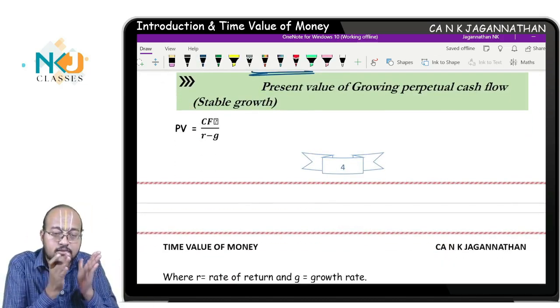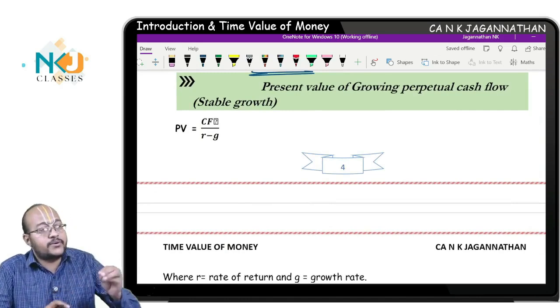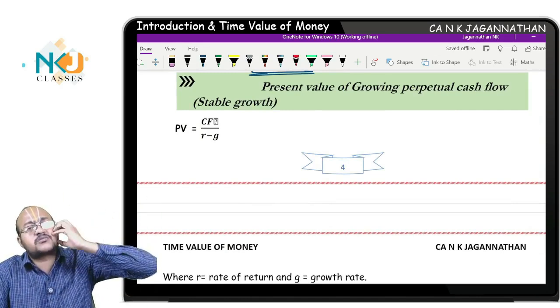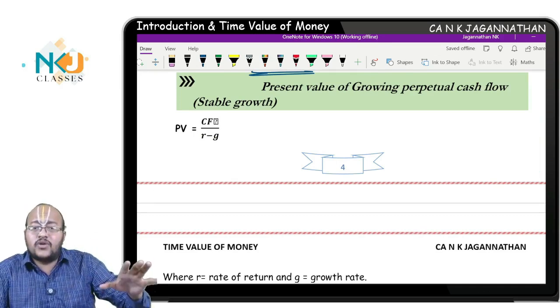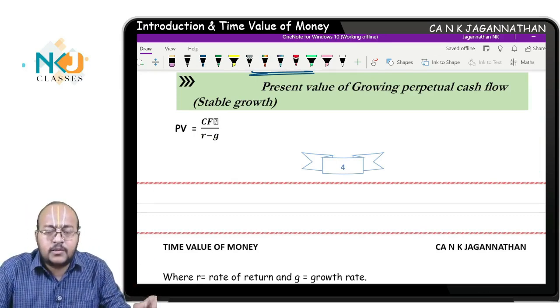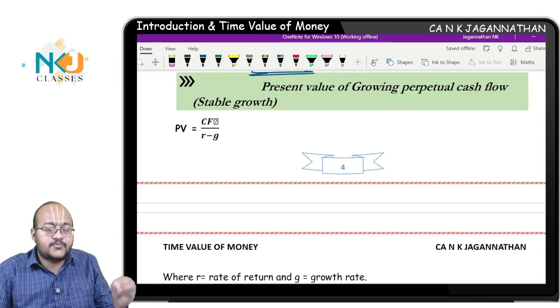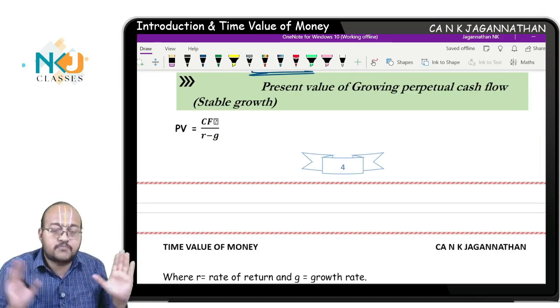See here, next, present value of growing perpetual cash flow. Why am I discussing this here? There is a reason. We are going to discuss the equity valuation chapter, the dividend discount model, the dividend growth model and all, where we are going to study various models. There it will be very useful, but you need to understand the concept here itself. The concept will not change.